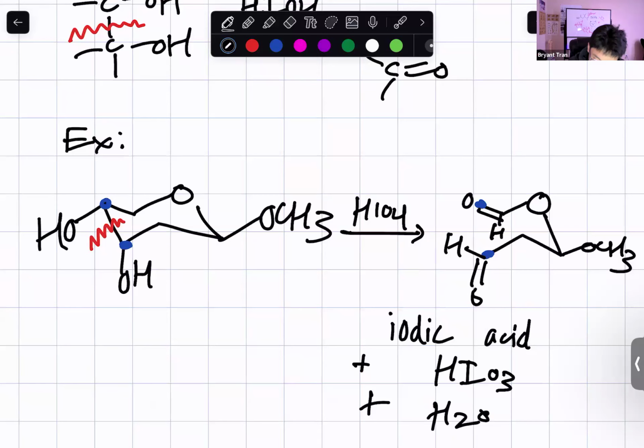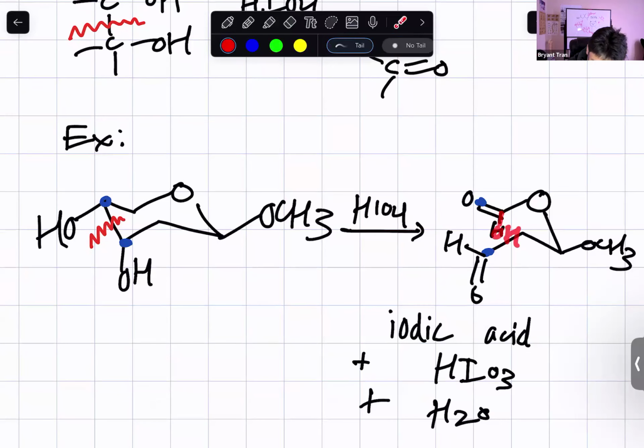Yeah, it doesn't go all the way to a carboxylic acid because this is not a strong enough oxidizing agent to do that. Something that would be strong enough that would go all the way to a carboxylic acid is KMnO4.